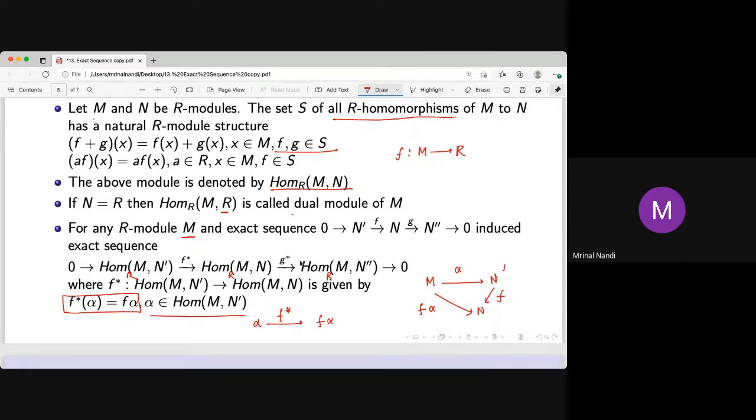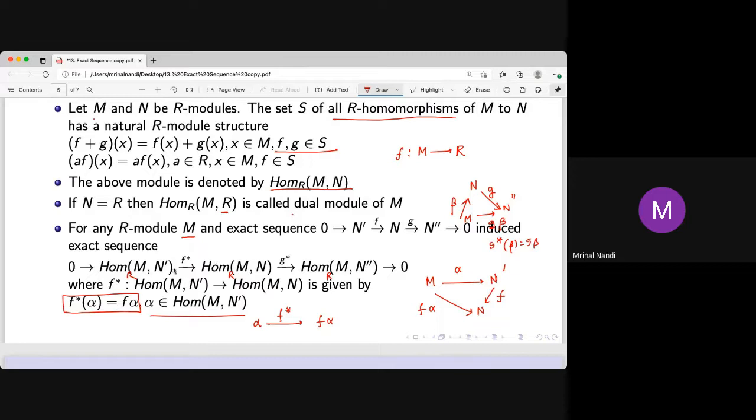Similarly we can define g star. Again g is clear. We have a map g from N to N double dash. Now you take an element, say beta, from Hom(M, N), and you define g star beta as g compose beta. That g star beta is now a map from M to N double dash, so it belongs to the set of all homomorphisms from M to N double dash.